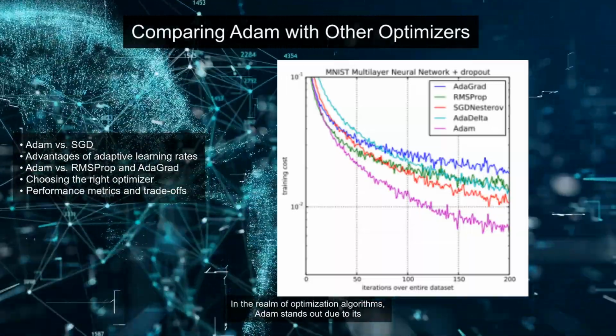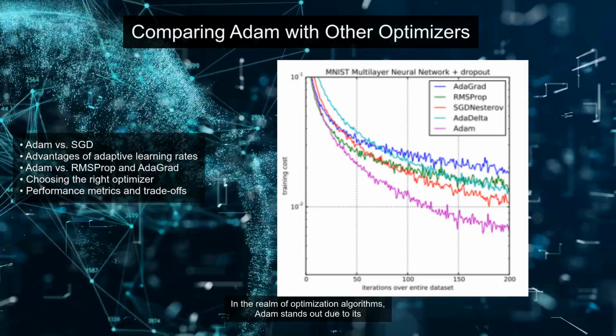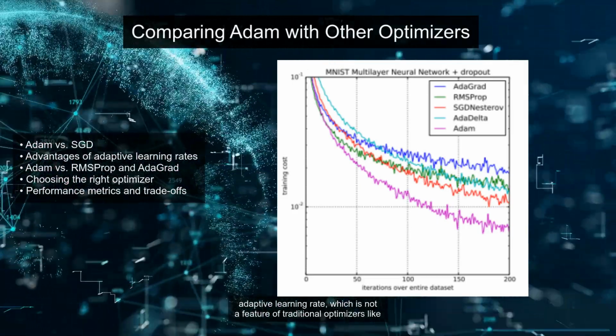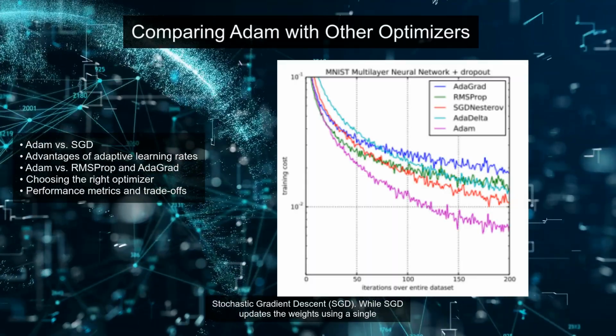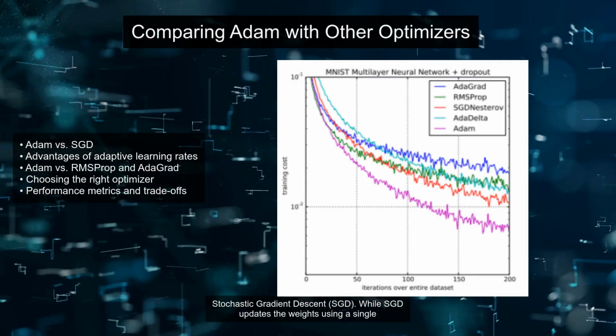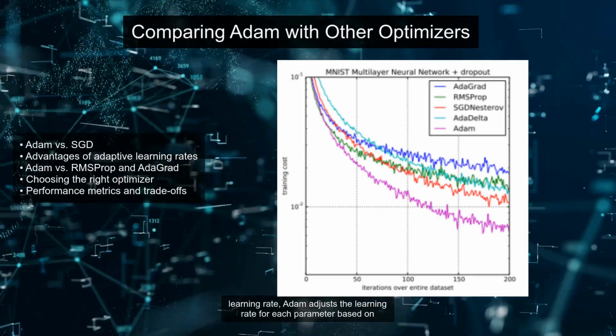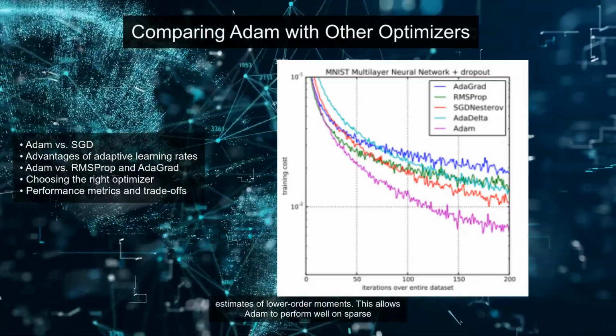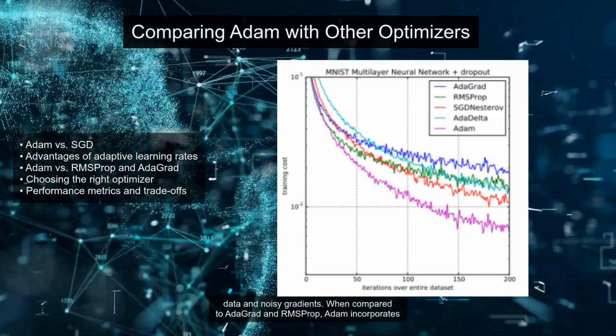In the realm of optimization algorithms, ADAM stands out due to its adaptive learning rate, which is not a feature of traditional optimizers like stochastic gradient descent, SGD. While SGD updates the weights using a single learning rate, ADAM adjusts the learning rate for each parameter based on estimates of lower order moments. This allows ADAM to perform well on sparse data and noisy gradients.